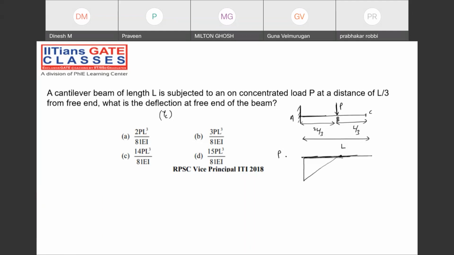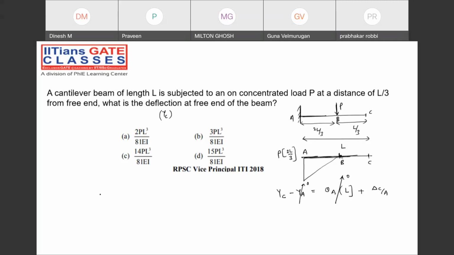So P into 2L by 3, this will be my bending moment at the point A. At the point B, 0. At the point C, 0. That's a very simple thing. Now, my dear friend, we need to find the deflection at point C with respect to point A. Deflection at point A is equal to 0. Theta A, the distance is L, plus delta C with respect to delta A.